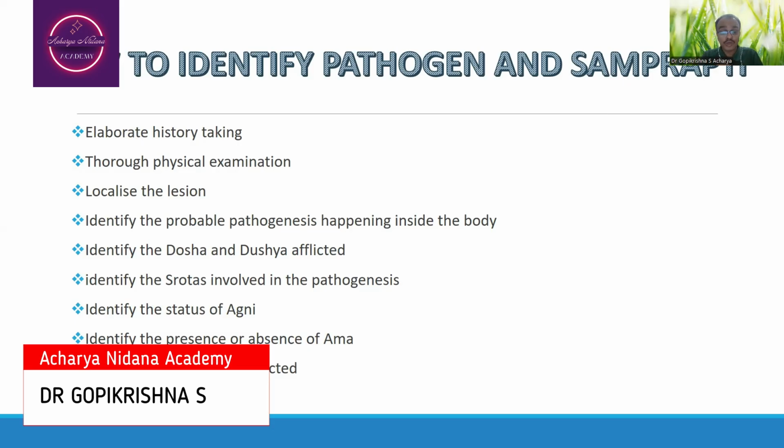After that, you have to identify the probable pathogenesis that is happening inside the human body. Then you have to identify the dosha and dushya afflicted, and the srotas involved in the pathogenesis. Along with that, you have to identify what type of srotodushti is happening inside the human body. You should know the status of the Agni, whether there is presence or absence of ama in the body, and you have to identify the actual Roga Marga afflicted in that particular individual.